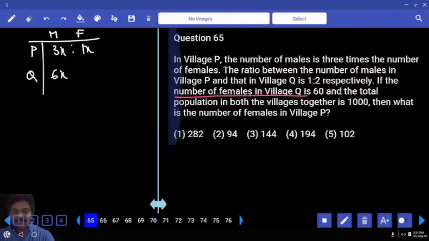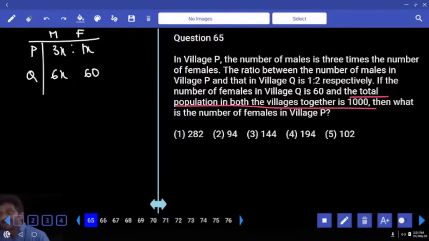If the number of females in village Q is 60, except females in Q, all the remaining numbers are in variables. The total population in both the villages together is 1000. Out of 1000, we already know one number, which is 60. Then the remaining 3 should be equal to 940. The remaining 3 in terms of the variable is 10x. Then 10x is equal to 940, so x is 940 divided by 10.